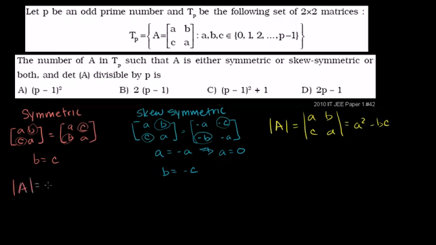So in this situation over here, the symmetric matrix, the determinant is going to be equal to a squared minus b times c. But we know that b is equal to c because it's symmetric. So it's going to be minus b squared.